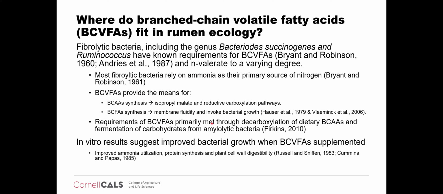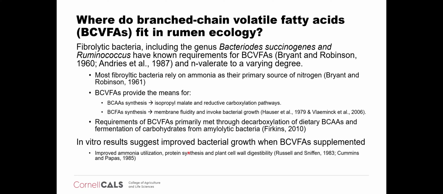So they're primarily met through the decarboxylation of the dietary branched chain amino acids and fermentation of carbohydrates from the amylolytic bacteria. And I think this is where this gets to be a really diabolical process, because the amylolytic bacteria are the ones that are going to take the branched chain amino acids and decarboxylate them. They're going to take the amine group off, and they're going to add a carbonyl group, and that creates the VFA, and then the fibrolytic bacteria can take them up.